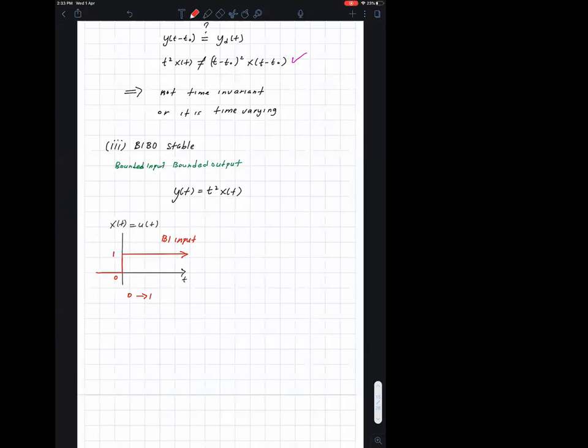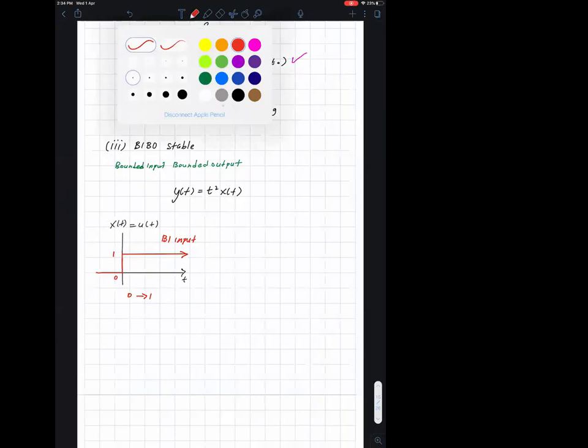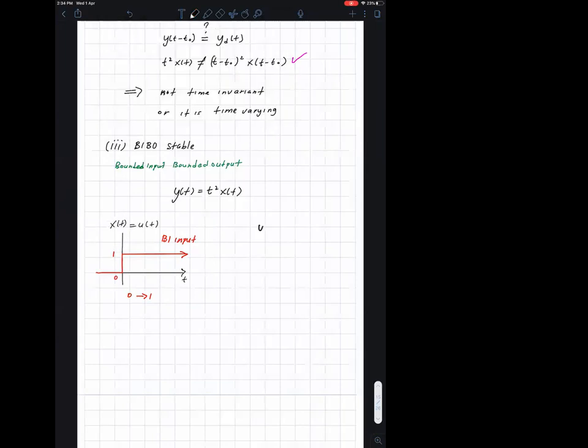So what is the output going to be like? See, the output is going to be y(t) equals t squared u(t), right? And what is u(t)? u(t) is a step function.